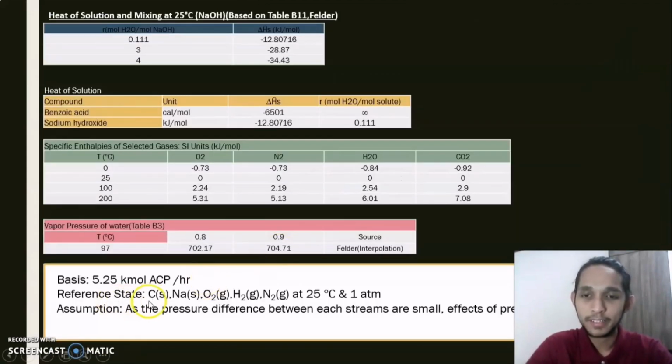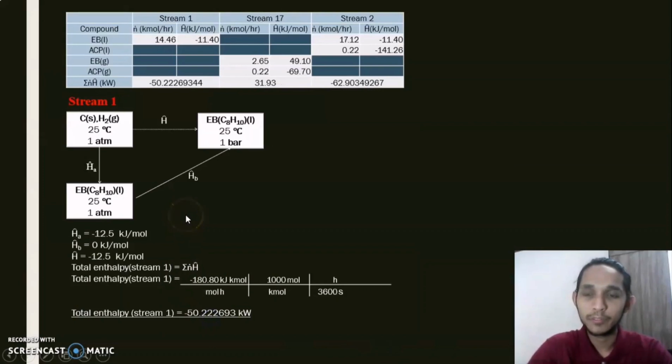Our reference state is the same for every unit process, and our assumption is, as the pressure difference between each stream is small, effects of pressure are neglected. Next, we have to find enthalpy for every stream. The enthalpy for every stream is basically using the same method, either using delta HF, CPDT formula, or interpolation from table B8. So I just go through it.